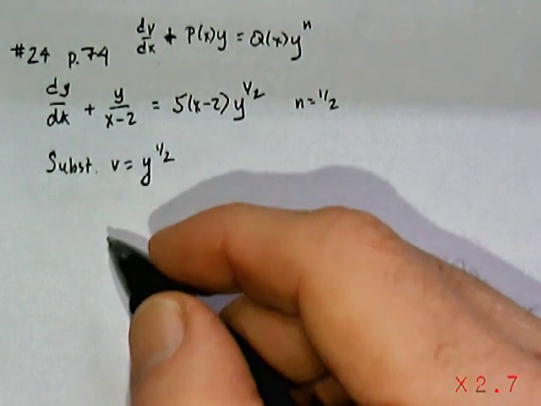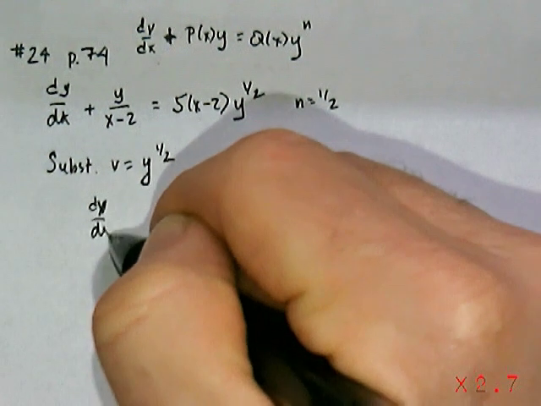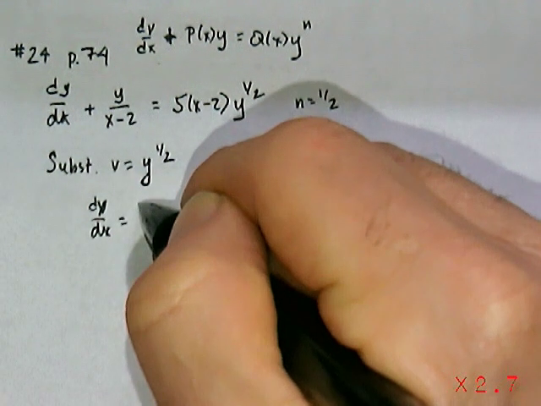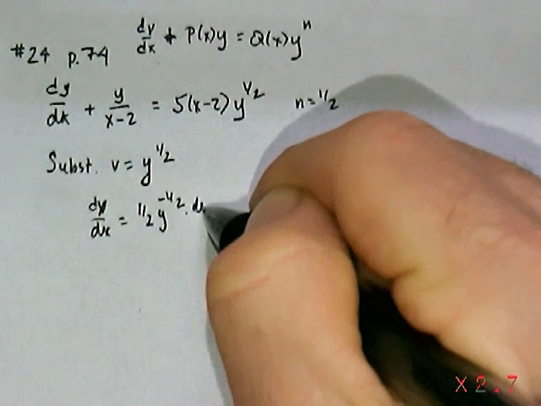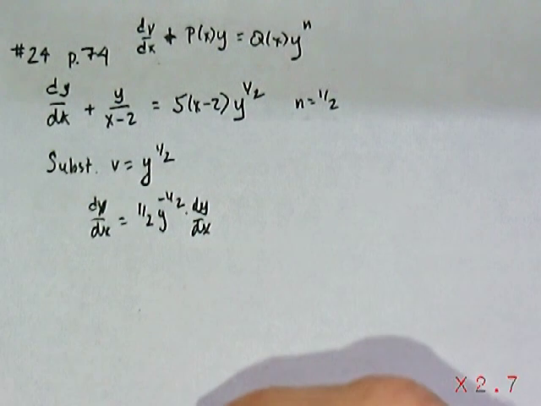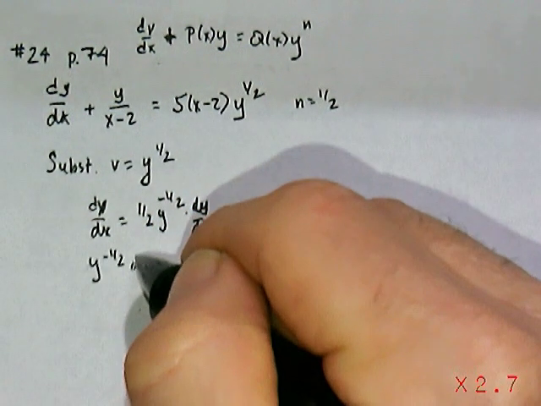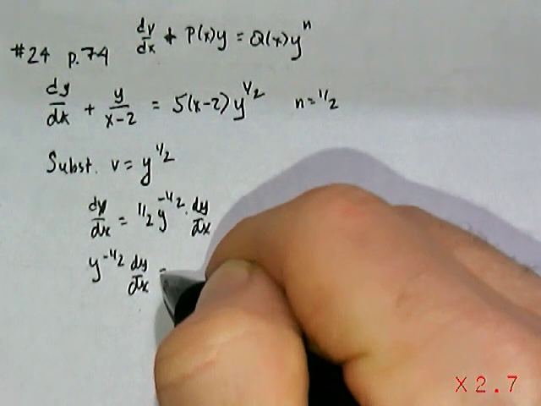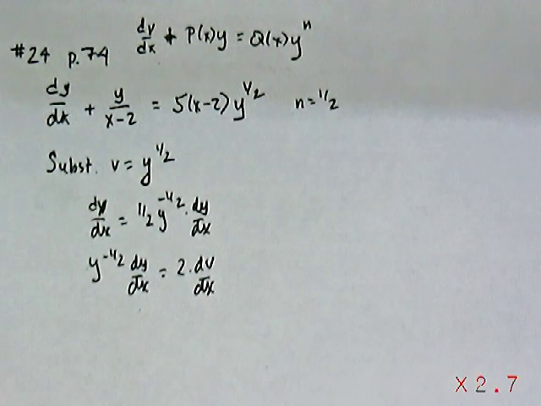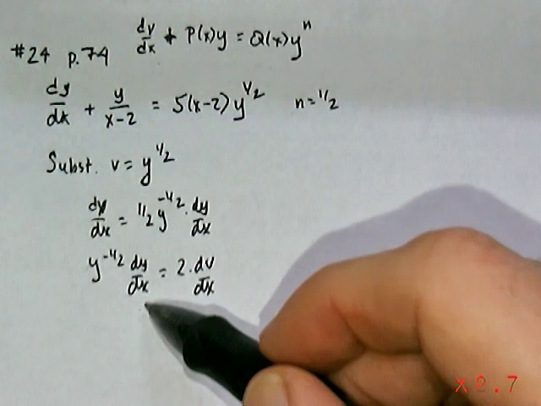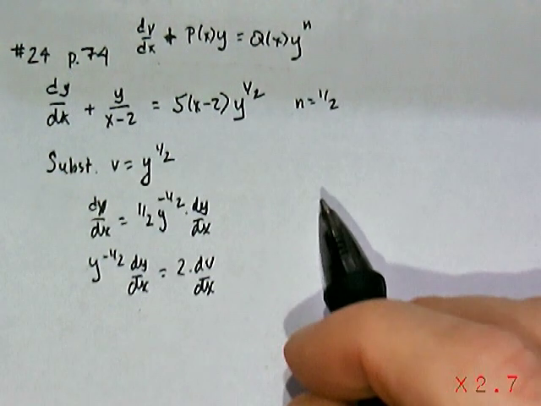And having that, we know that dv/dx, using the power rule, would be 1/2 y to the negative 1/2 times dy/dx. Or what we could say is that y to the negative 1/2 dy/dx is going to be 2 times dv/dx. Now, understanding how the relationship between these derivatives exists, given that substitution, is very important.